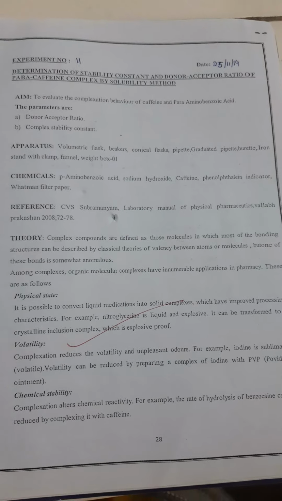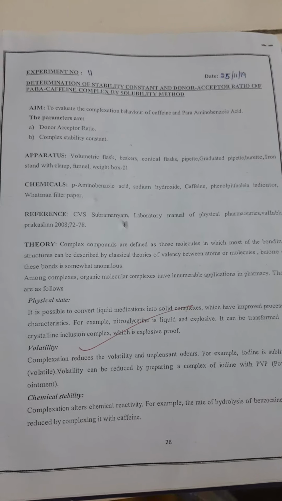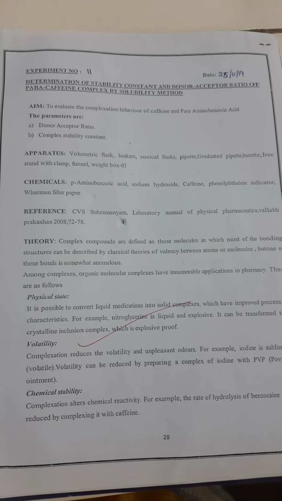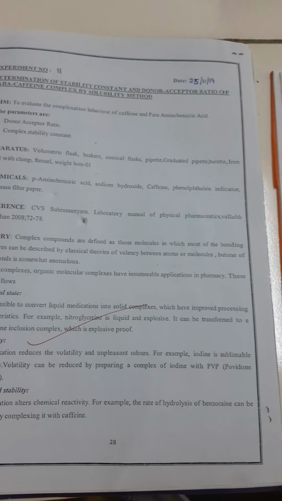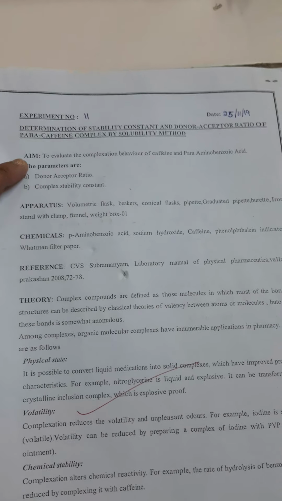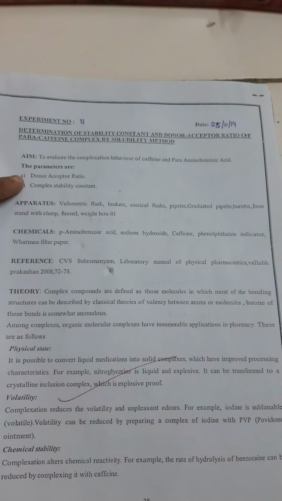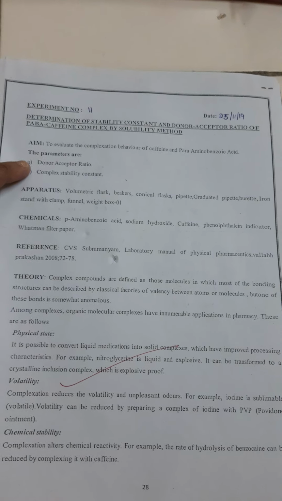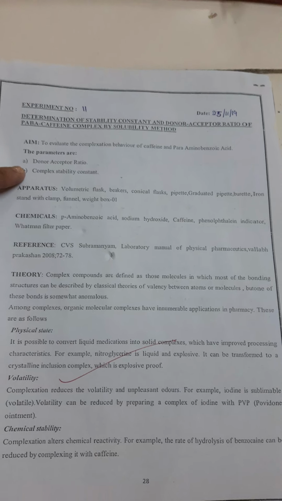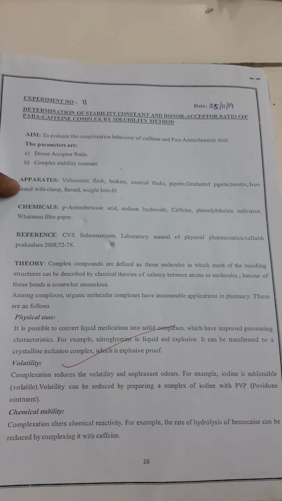Good morning, girls. Now we are going to deal with the 11th experiment, that is determination of stability constant and donor acceptor ratio of PABA caffeine complex by solubility method. As we discussed in the methods of analysis regarding the solubility method of complexation, what is the aim? To evaluate the complexation behavior of caffeine and para-aminobenzoic acid. Here the donor acceptor ratio as well as the complex stability constant should be determined in this experiment. So what are the apparatus required?